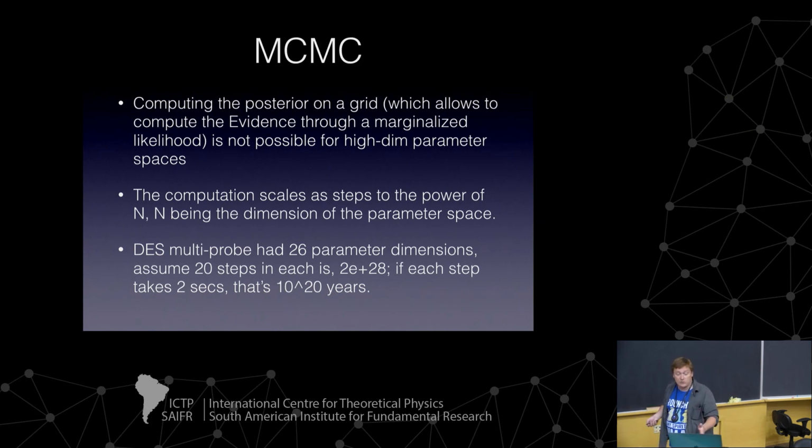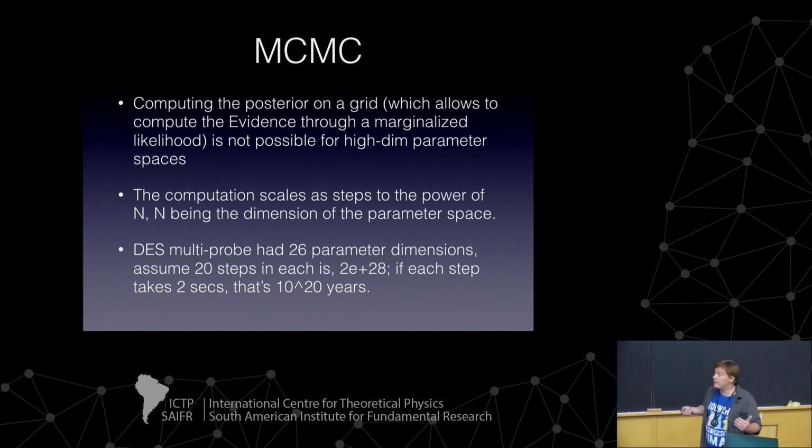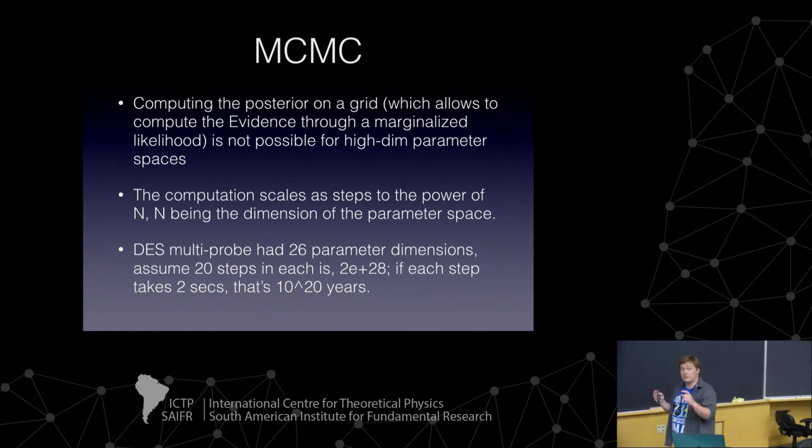So for DES, where we had 26 dimensions, 26 different parameters, even if you were to just go 20 steps in each and every one direction, and you would compute the likelihood at each and every one point, and then you would sum over this multidimensional grid to get the evidence, and then you can calculate the posterior properly, that would take of order 10 to the 20 years. And that's true for likelihood codes that only take 2 seconds to compute the likelihood, and not every code does that.